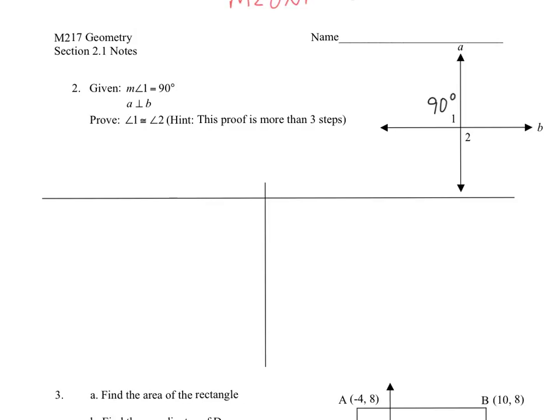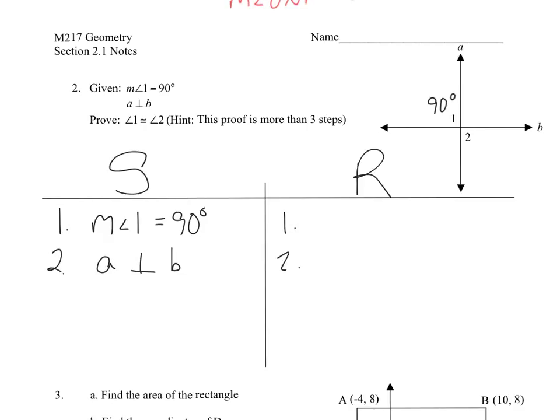So first, we need the givens down. We have our statements and we have our reasons. So 1, we got the measure of angle 1 is equal to 90 degrees. And 2, A is perpendicular to B. And both of these, of course, are given. Perpendicular will lead you to knowing that there's a right angle, and a 90-degree angle leads you to know that there's a right angle. So we're going to say that if angles are right angles, then they are congruent, and then they are congruent in the end.